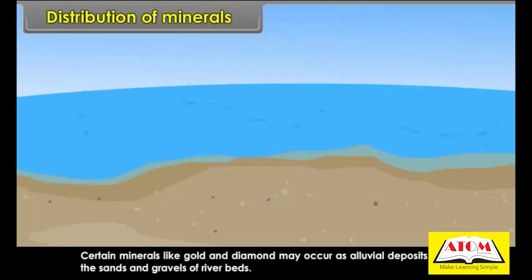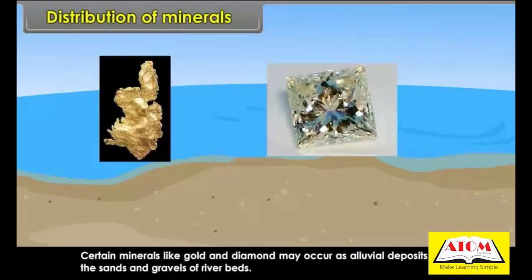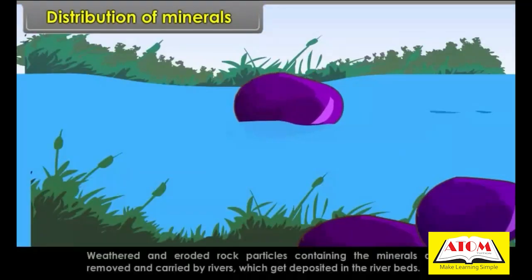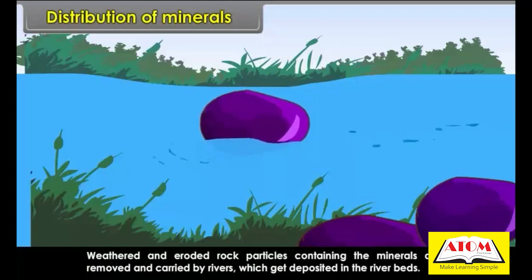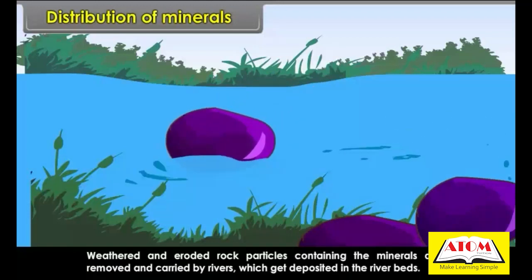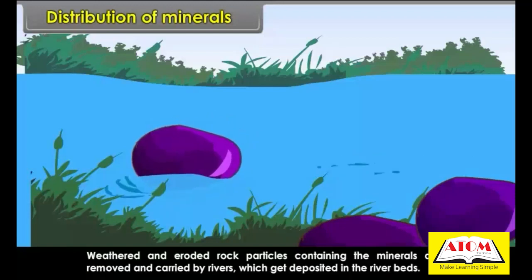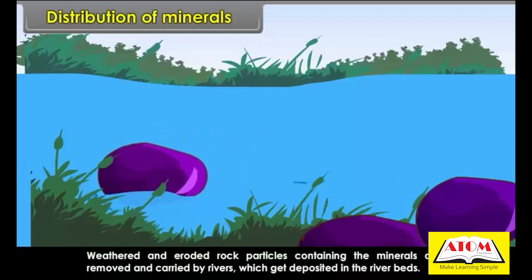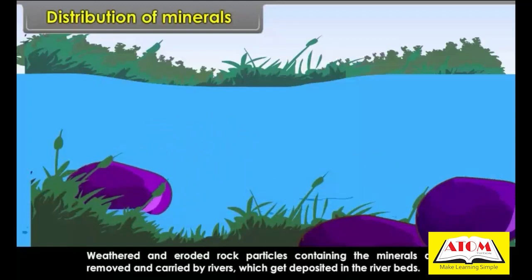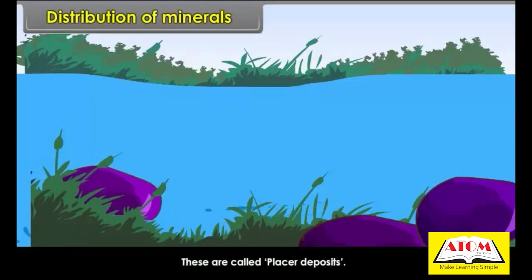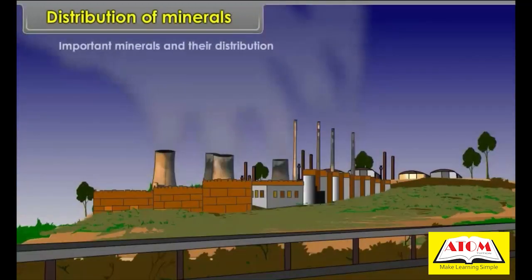Certain minerals like gold and diamond may occur as alluvial deposits in the sands and gravels of river beds. Weathered and eroded rock particles containing the minerals are removed and carried by rivers, which get deposited in the river beds. These are called placer deposits. Important minerals and their distribution.